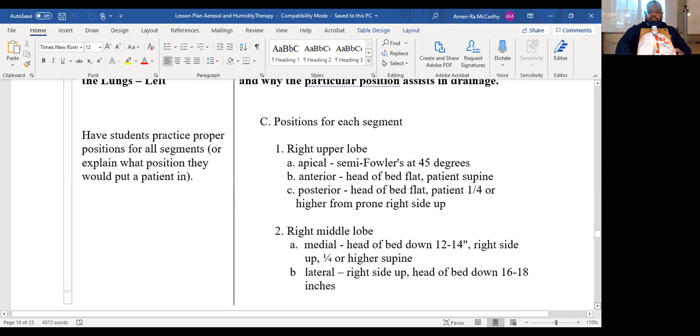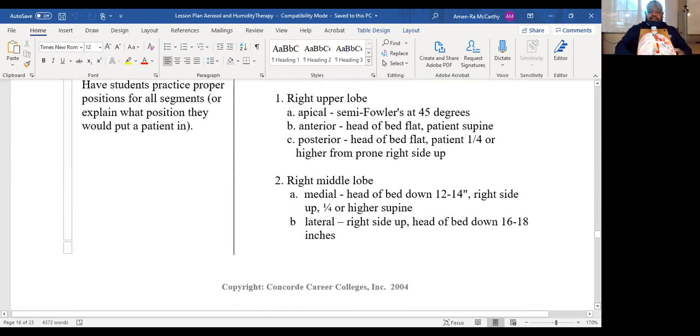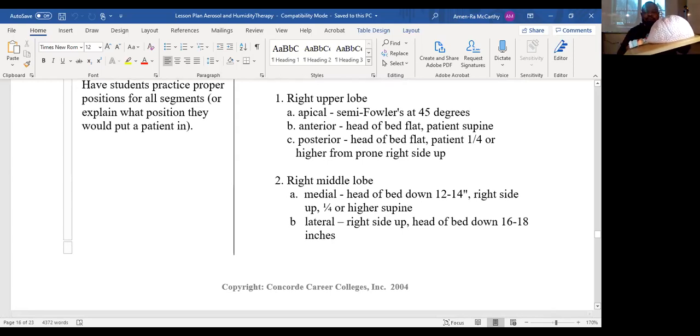Now the right middle lobe. That's the medial segment and the lateral segment of the right middle lobe. So to drain the medial segment of the right middle lobe, the head of the bed will be down just a bit, 12 to 14 inches, and right side up. So this is the left, this is the right. So you're going to be down a little bit, but on his right side, right? So it makes sense, right?